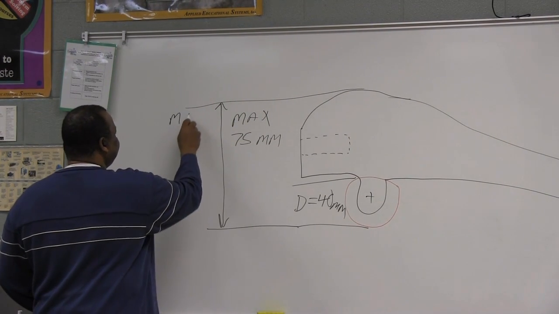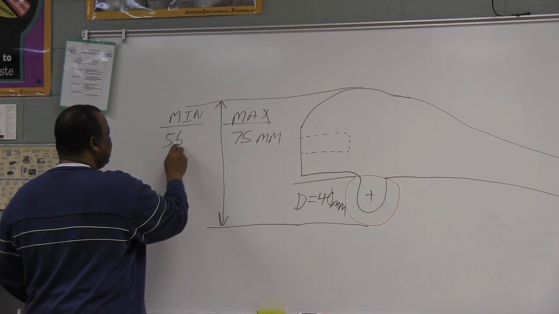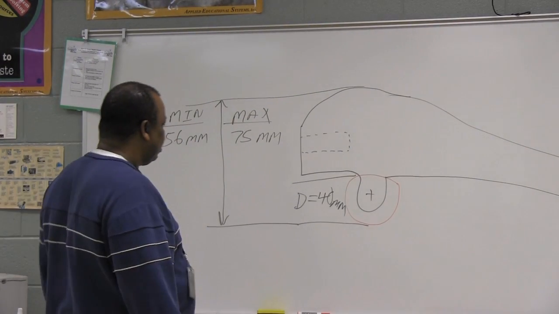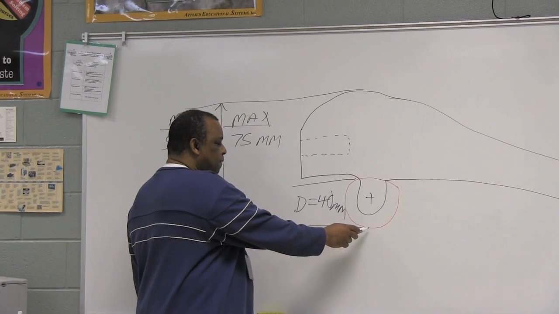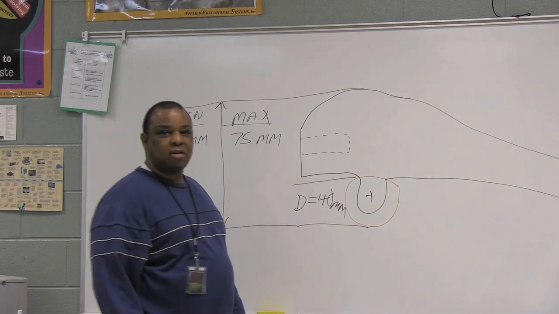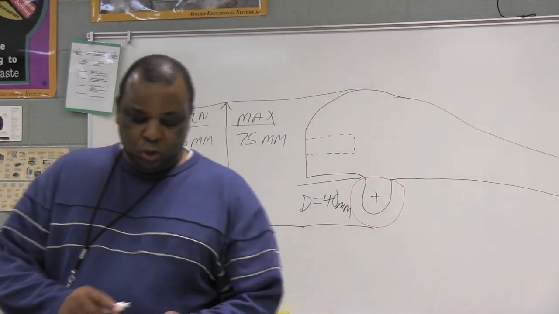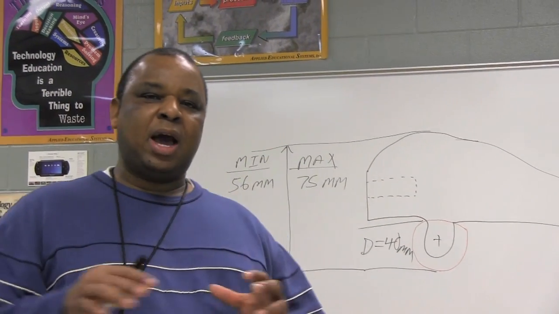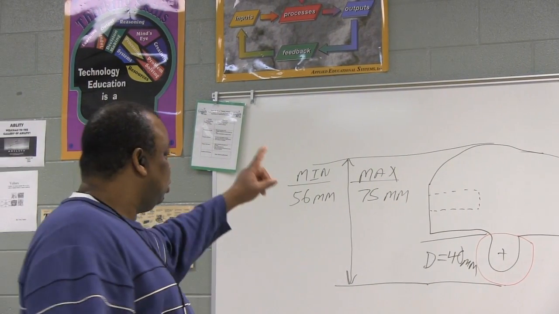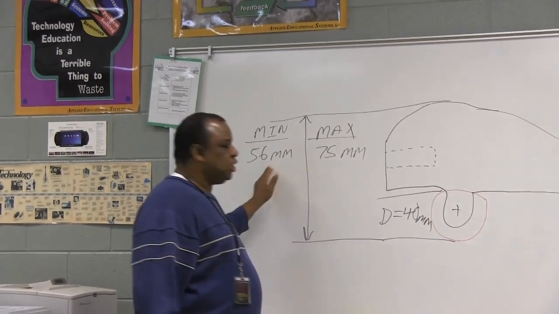The minimum can only be 56 millimeters. Now, you do not know how far it is from here because this is not going to be on your car. But the center of the axle of that wheel is going to be on your car. So what you're going to need to know is, how do I measure from the center of the wheel to the top of the back of my car and meet this limitation?